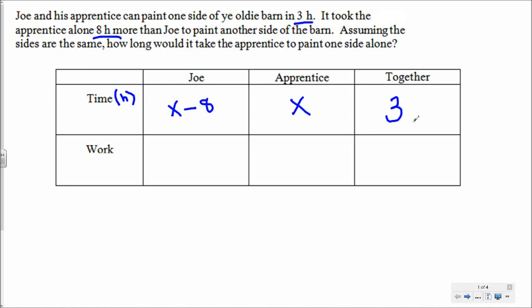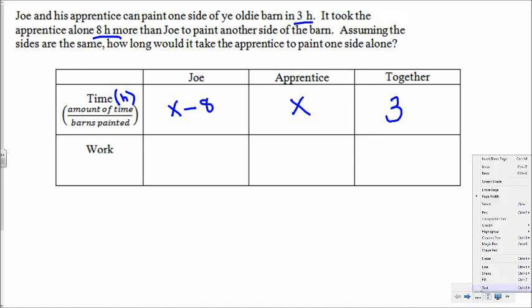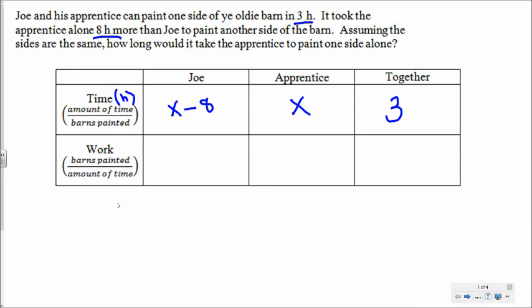Okay, so now I have 3 relationships in here, and I want to point something out about this unit of time, how it's measured in hours. It's not just some arbitrary amount of hours, it's the amount of hours per the portion of the job completed. It's really how much time it took them to paint one side of this barn. So really the amount of time per barn painted. Now I have to somehow combine the amount of work they do. So I want to represent how much work they get done. But again, it's not just how much work they're getting done, it's how much work they're getting done in a given amount of time.